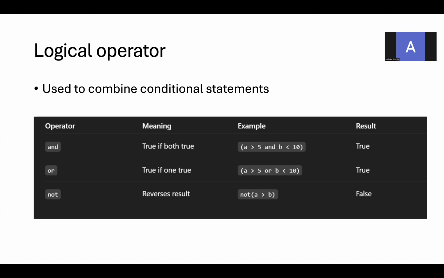If both are true, the AND will return true. If any one is true, the OR will return true. NOT means the reverse of whatever input you have given. This is widely used in if conditional statements.